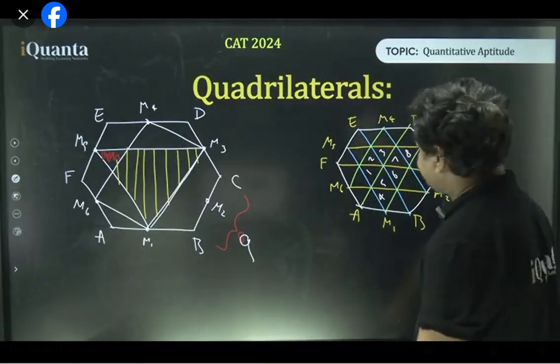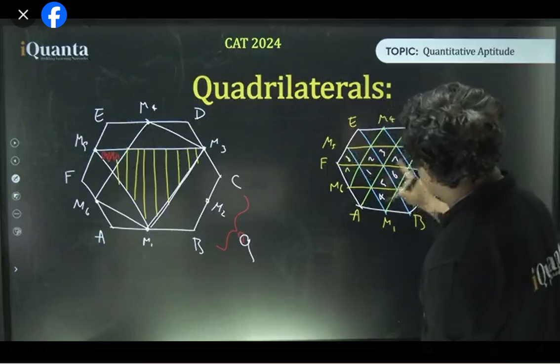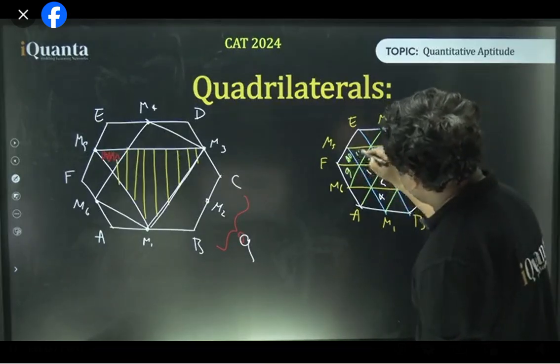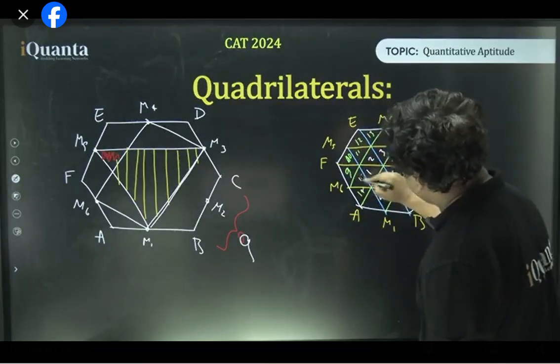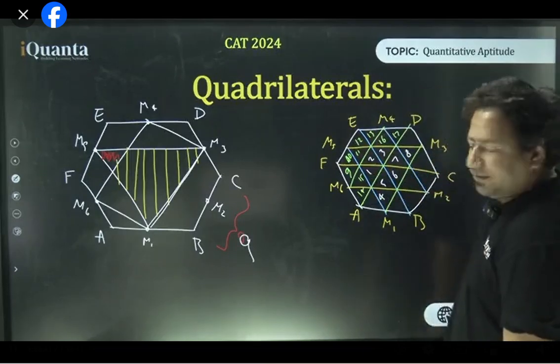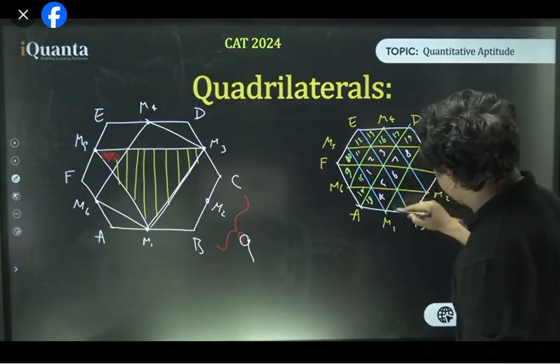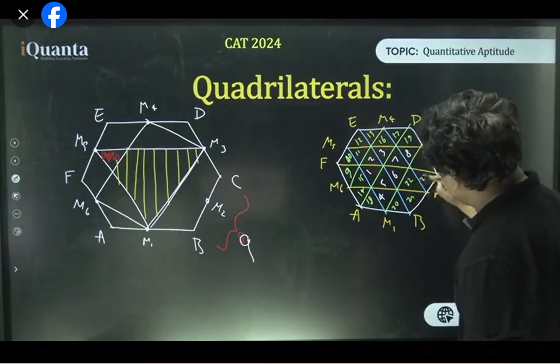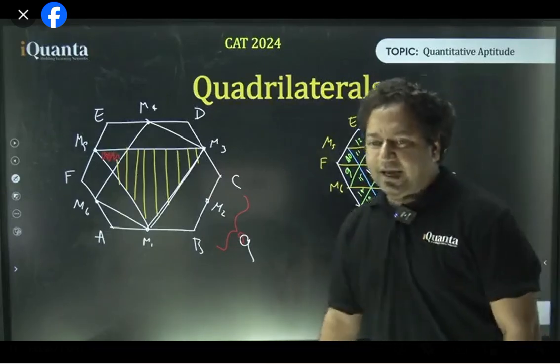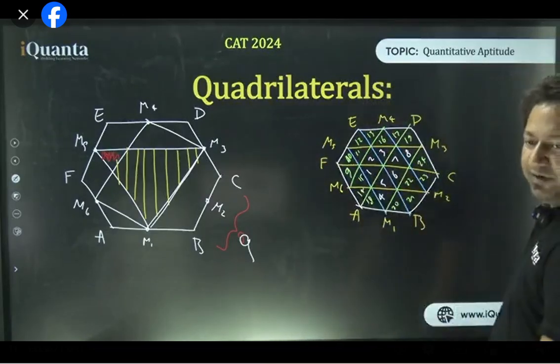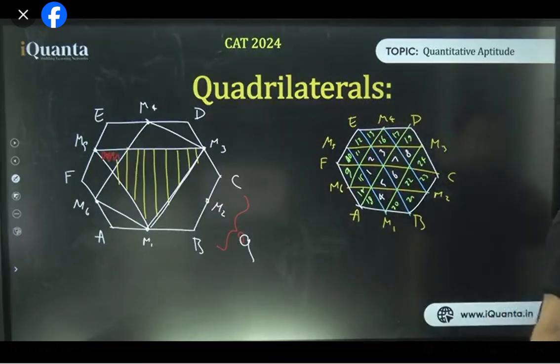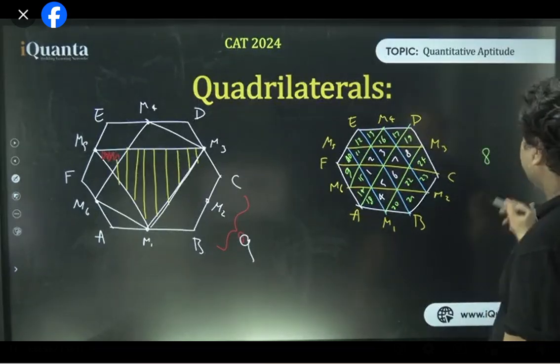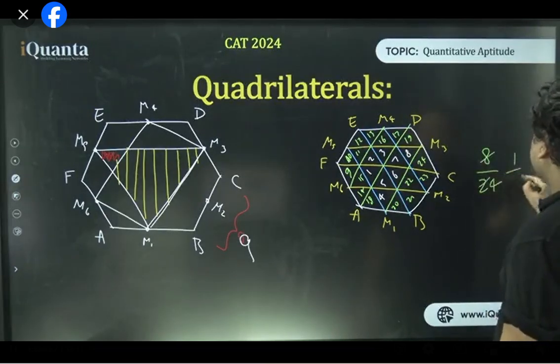And how many parts do we have? 7, 8, sorry, I had already reached 8. 9, 10, 11, 12, 13, 14, 15, 16, 17, 18, 19, 20, 21, 22, 23, 24. So overall, I have divided the entire hexagon into 24 equal triangles, out of which 8 is what I want. 8 upon 24. The answer is 1 upon 3. That's it.